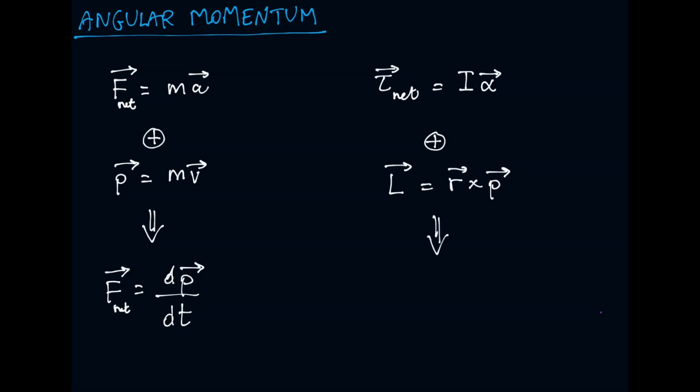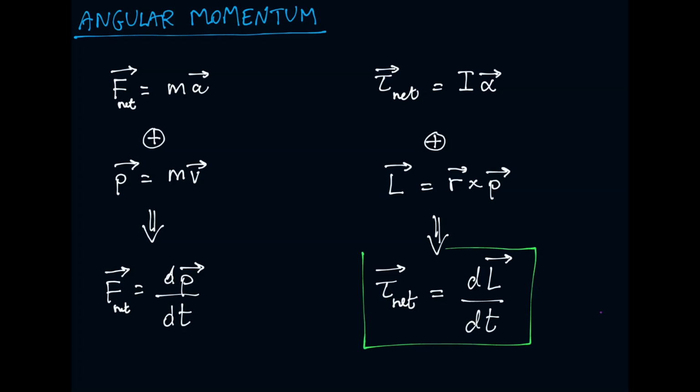you can show that this is exactly equivalent to two things. One, that Newton's second law for rotation, the most rigorous and general expression of it, is this: that the net torque is equal to the rate of change of angular momentum. Let's write it here. Net torque is equal to the rate of change of angular momentum.